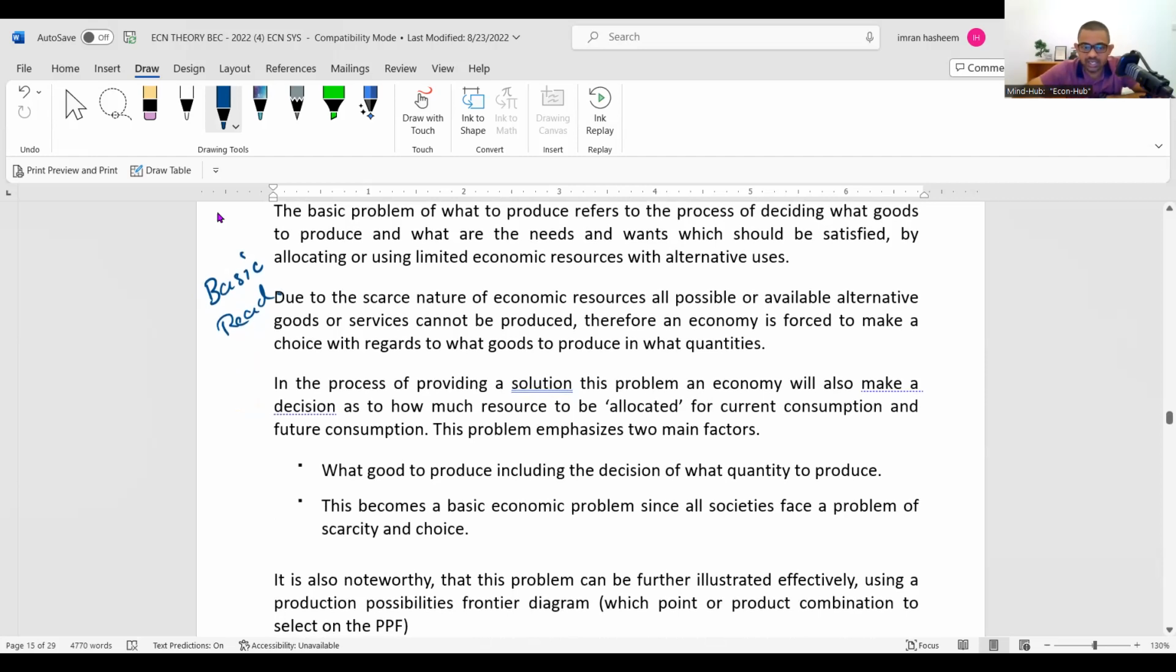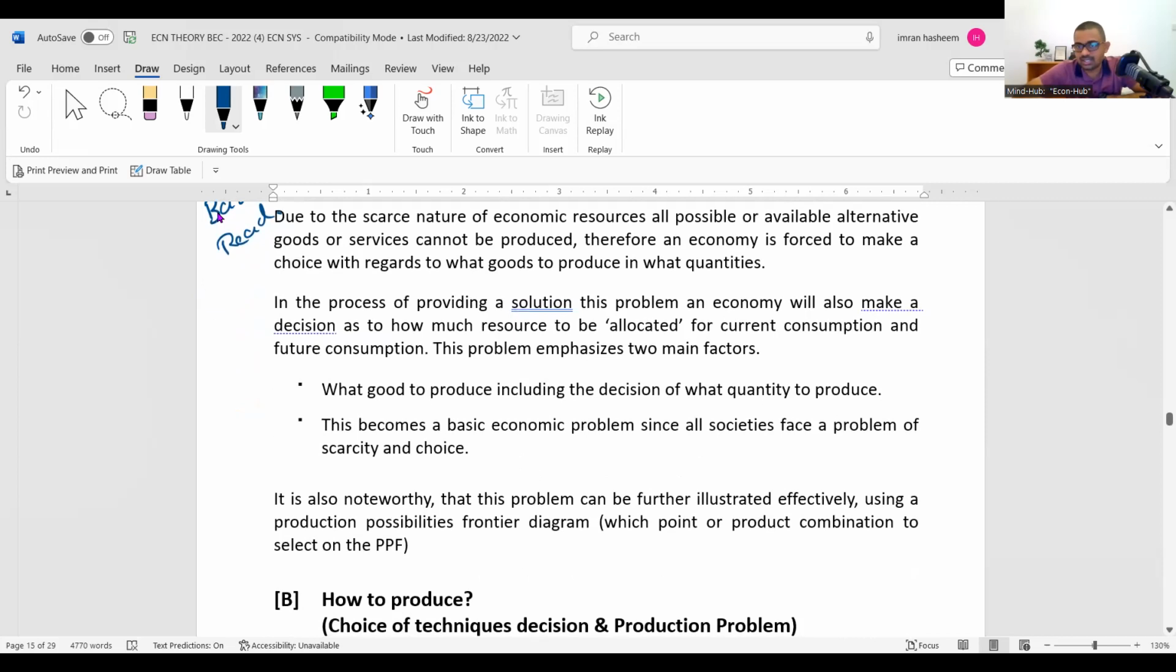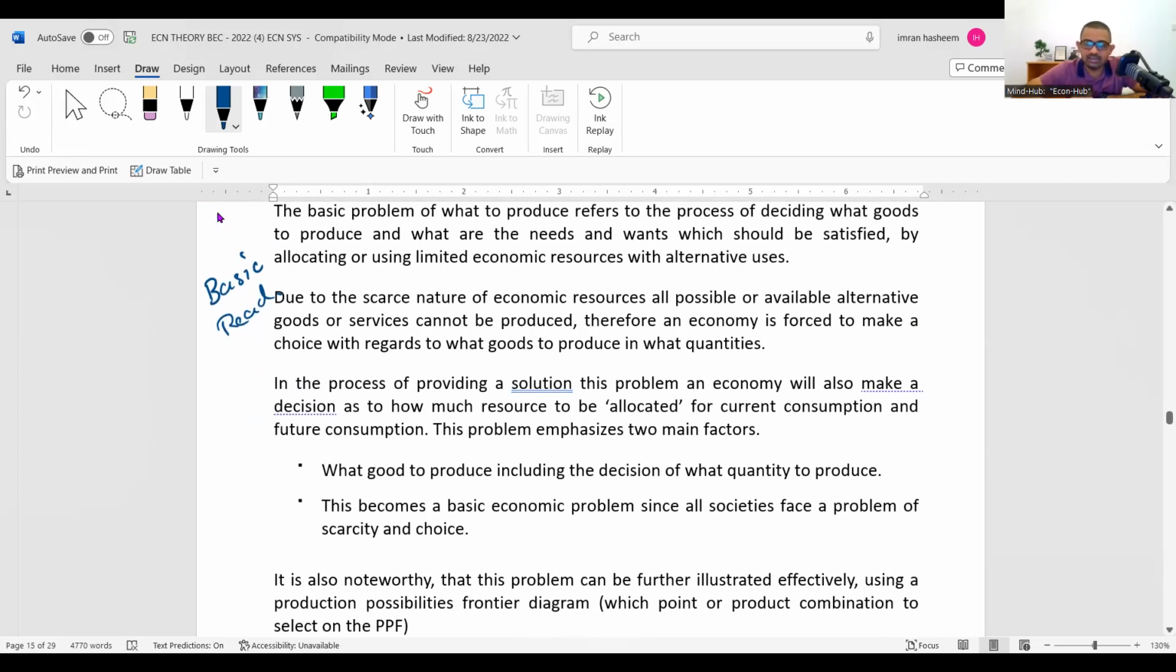So in this explanation, I'm saying more or less, there are two things that we will understand when it comes to the first problem, what to produce. First thing is we have to make a decision about what goods to produce, and in what quantities are we going to produce. Second thing is we have to face this problem. This becomes a basic economic problem since all societies face a problem of scarcity and choice, mainly a problem of scarcity. Okay, so go through.